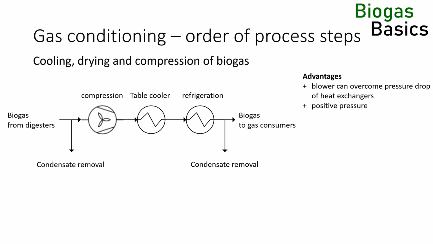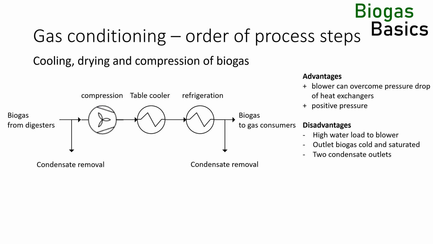The advantages of this arrangement are that the pressure in the suction pipe stays positive, and the heat exchangers can be designed a bit smaller, and their pressure drop can be overcome with the blower. The disadvantages are that the blower must be designed for the humid volume flow. Entrained droplets can damage the blower. The generated outgoing biogas stream is still saturated, albeit at low temperature, but still can produce condensate.